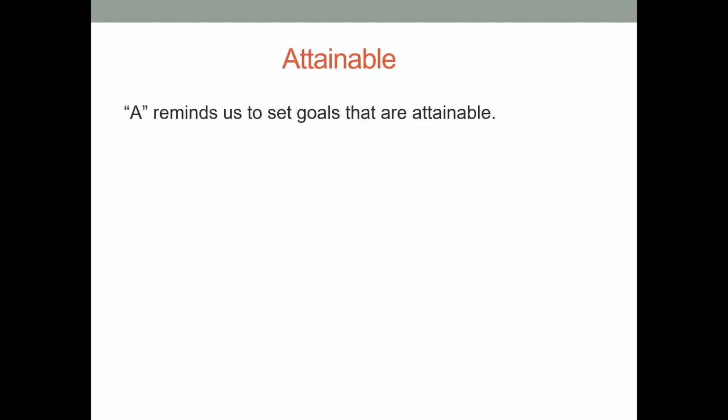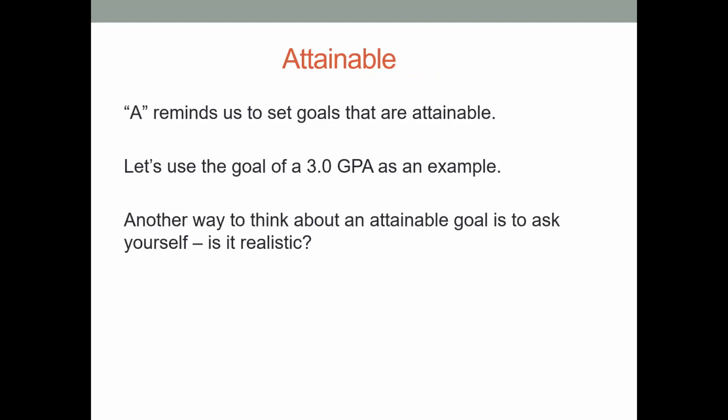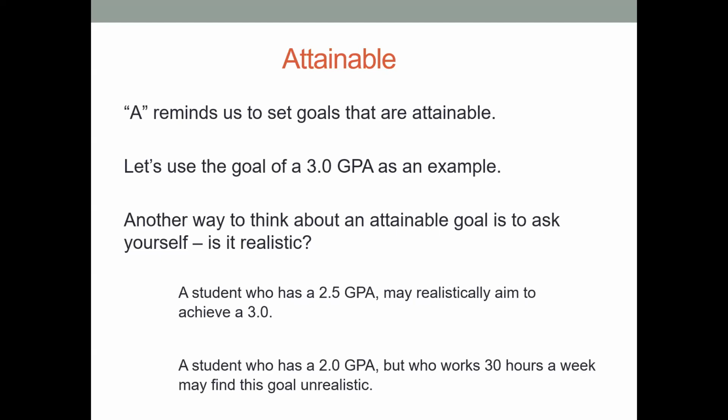A reminds us to set goals that are attainable. Let's use the goal of 3.0 GPA as an example. Another way to think about an attainable goal is to ask yourself, is it realistic? A student who has a 2.5 GPA may realistically aim to achieve a 3.0. A student who has a 2.0 GPA but who works 30 hours a week may find this goal unrealistic. As you can see, creating an attainable goal is very personal.